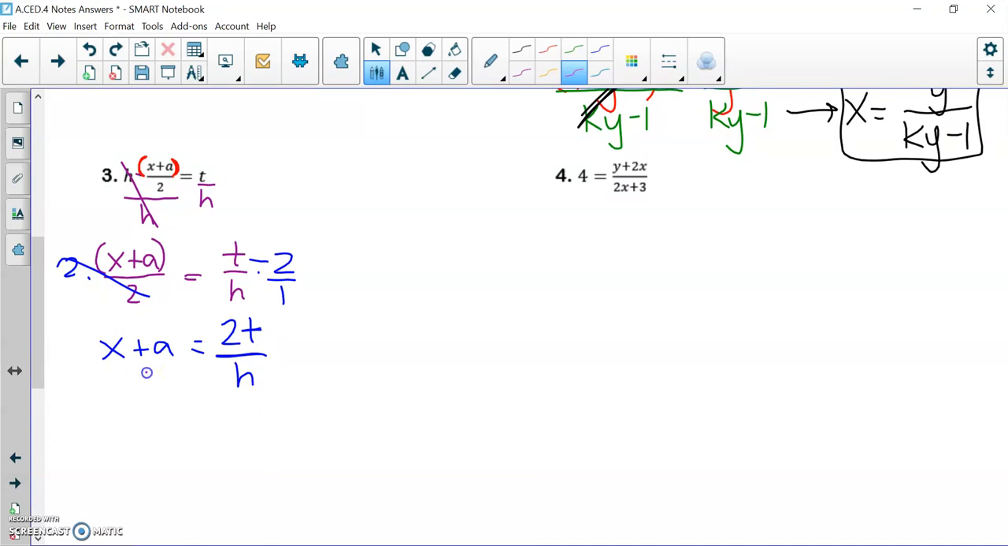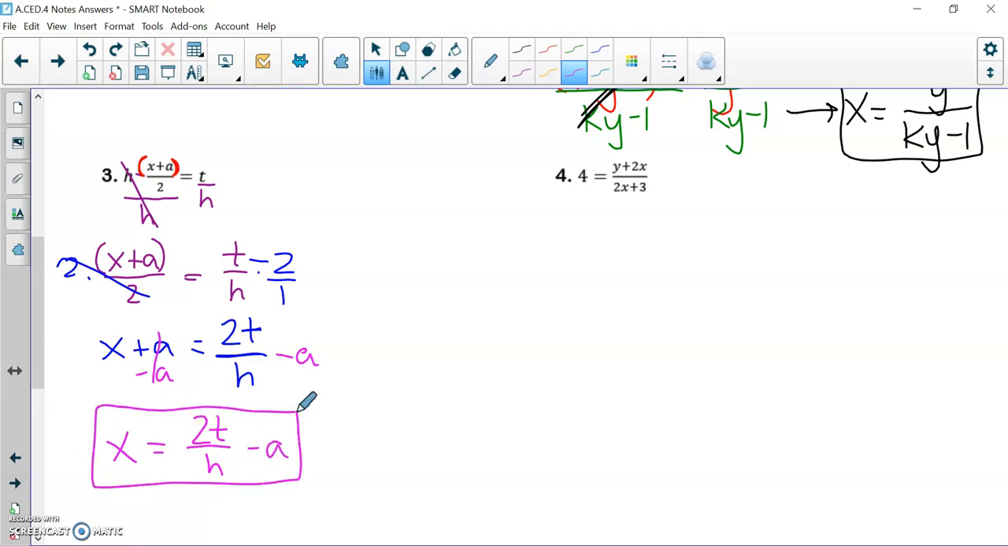So I'm solving for x now. I'm going to just subtract a from both sides. And I wind up with x is equal to a 2t over an h minus an a. All right, moving on to number 4. I have a numerator and a denominator here.